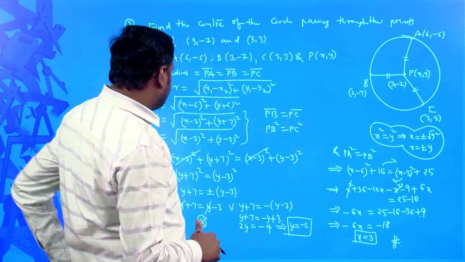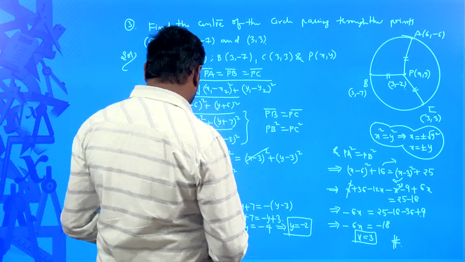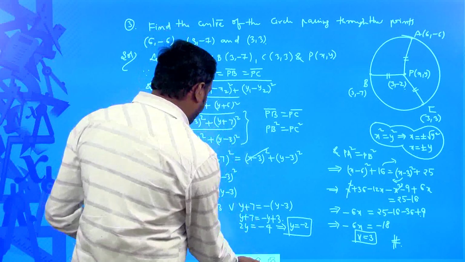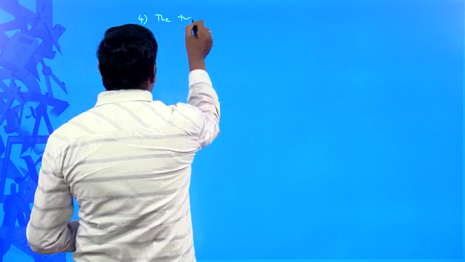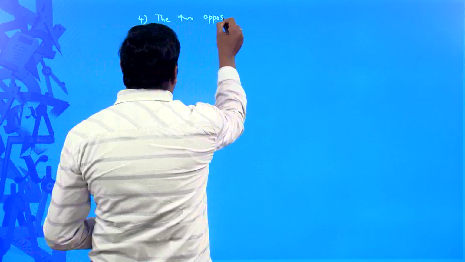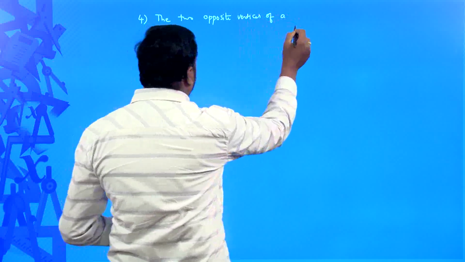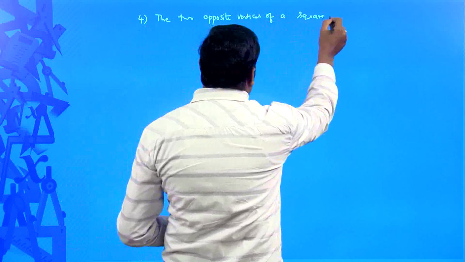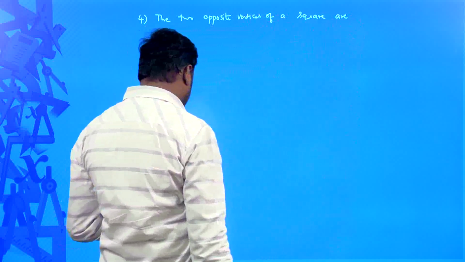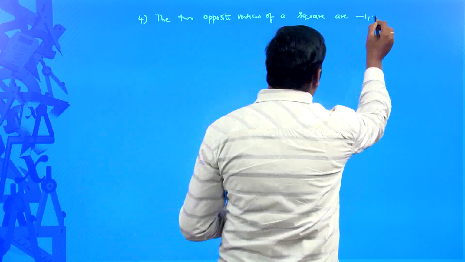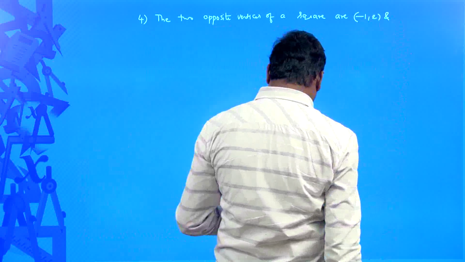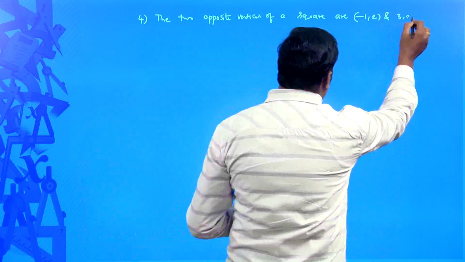So coming to the next problem that we are going to discuss, we are going to do the fourth problem: the two opposite vertices of a square are, what are those two opposite vertices of the square? -1 comma 2, and what is the second vertex here? 3 comma 2. -1 comma 2 and 3 comma 2.